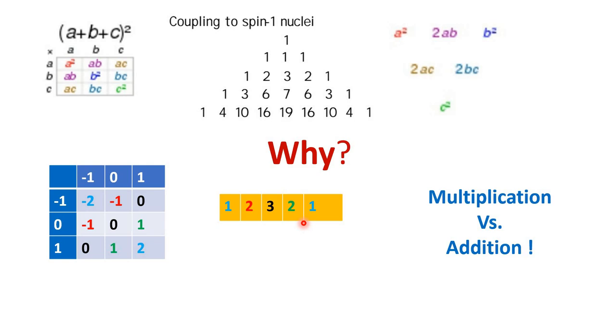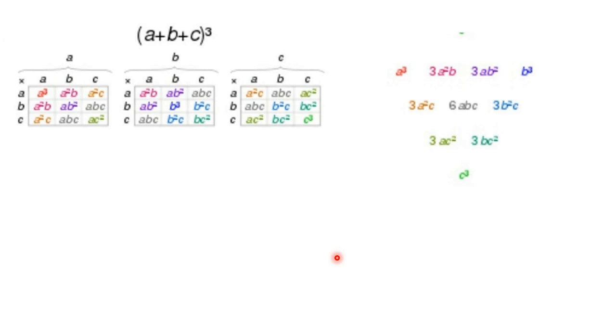Okay, so this is the simplest example to understand why it is so. And now this is exactly the 1 2 3 2 1 pattern. Now let us extend it further. So A B C cube, right?